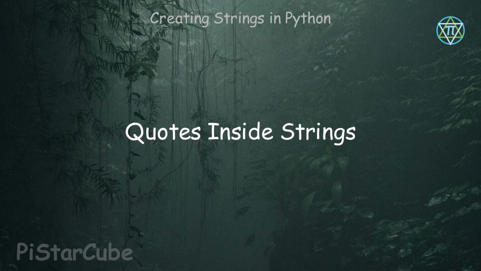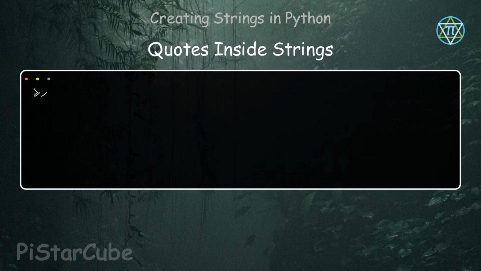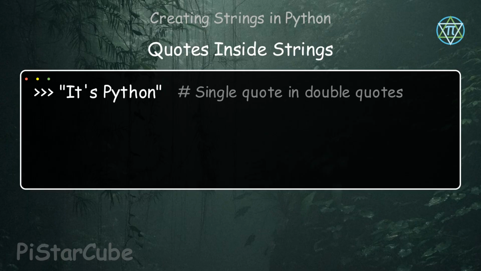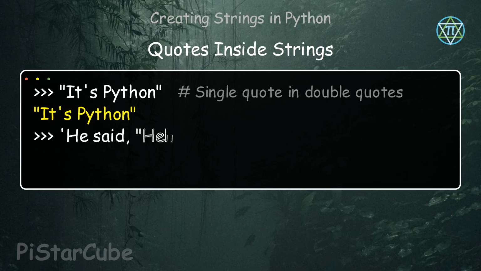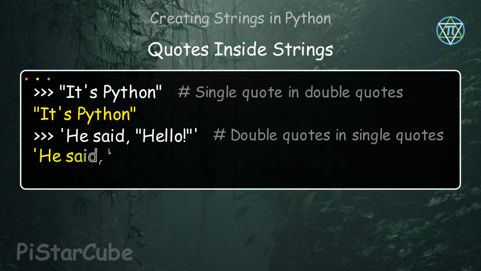Now, let's talk about including quote characters inside a string. What if your text needs to have quotation marks? Easy, just mix them up. Use double quotes around a string if it contains a single quote, like "it's Python". Or use single quotes if it contains double quotes, like 'he said "hello"'. Python gets it as long as you open and close your string with the same type of quote.